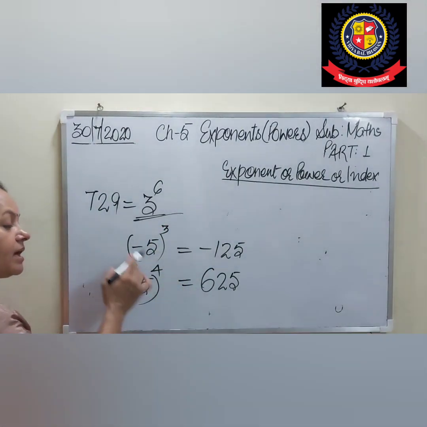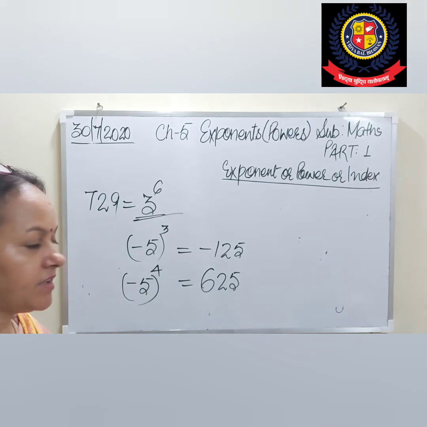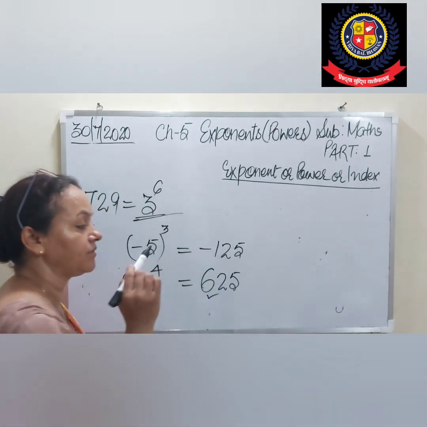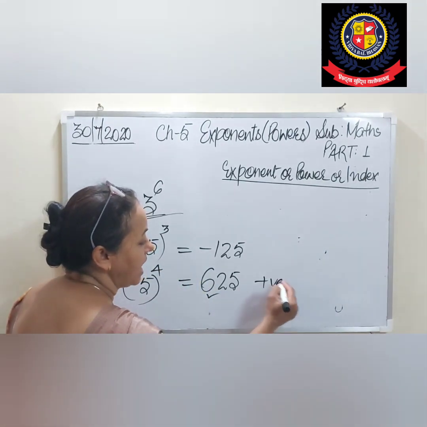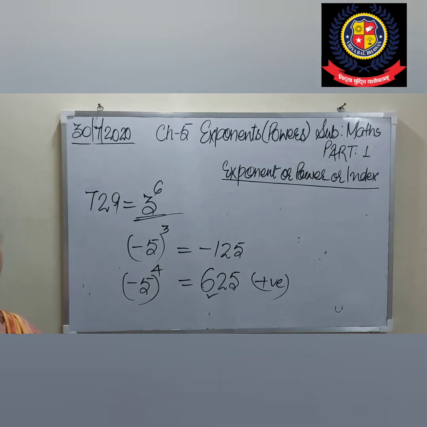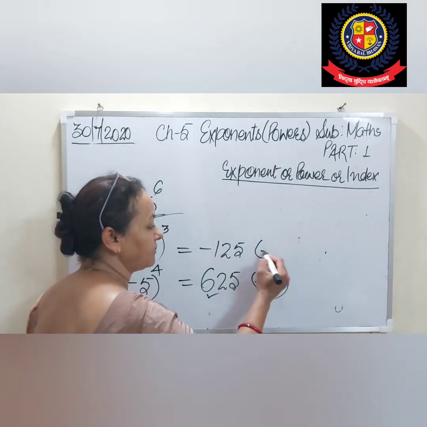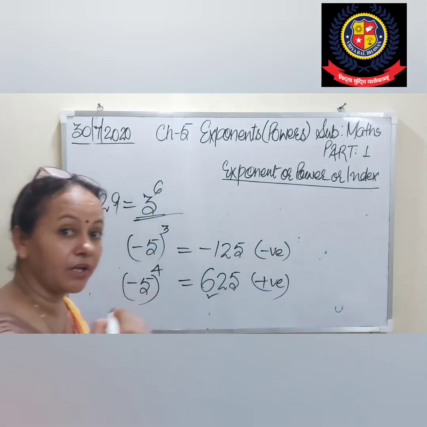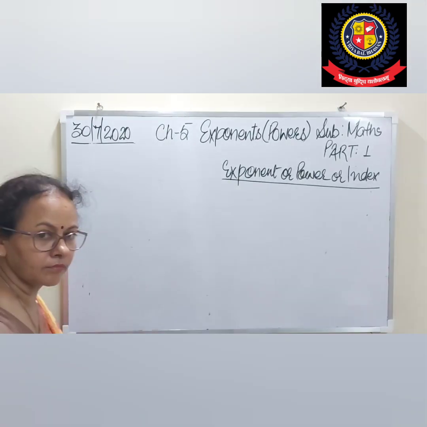So if the number is negative and the power is even, your answer will be positive. What will it be? Positive. And if the number is negative and the power is an odd number, then your answer will be negative. I hope this is clear to you, everyone.